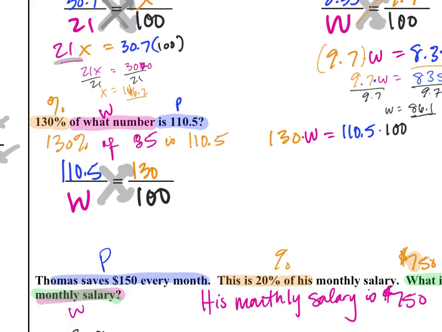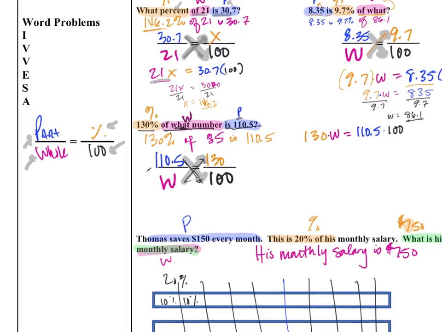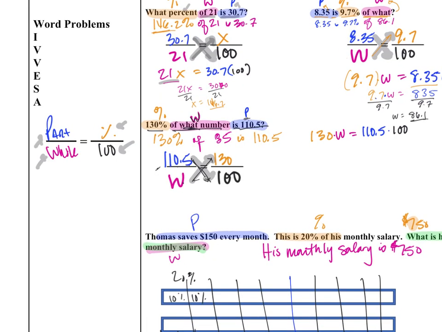We'll look at this. Now what we do is our cross product equation. From that, we set up the proportion. They give us that it's 130% of what number. The "of" is attached to the "what," which means we're trying to find the whole. 110.5 is only attached to the "is," so that means it's the part. So we have 110.5 over W because the part is right here. Again, remember, we use this every time.